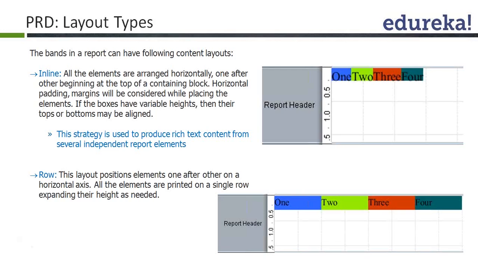So this strategy is used to produce rich text content. Especially when you have multiple articles which are split in smaller paragraphs, in that case you will go for this type of layout, inline layout. Row layout, which is the most common layout for tables. This layout positions elements one after other on a horizontal axis. All the elements are printed on a single row, expanding their heights as needed.